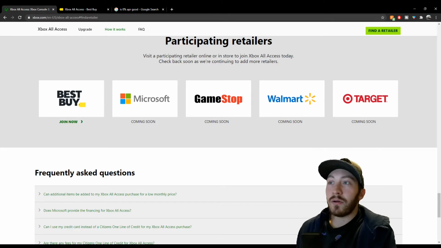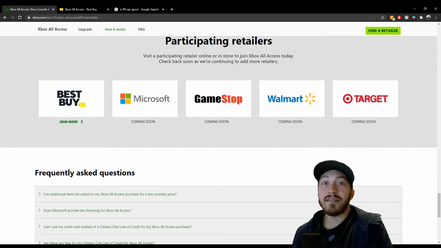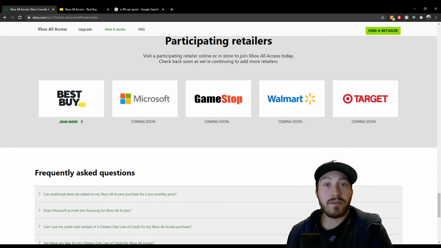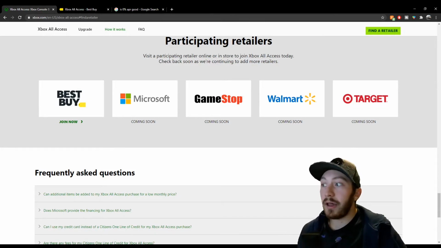It says Microsoft Store, GameStop, Walmart, Target, all those guys are coming soon. No really confirmed date on when those are actually coming. I'm hoping with these new console generations that they come around the same time as their release. So November 10th, keep that date marked in your calendar.